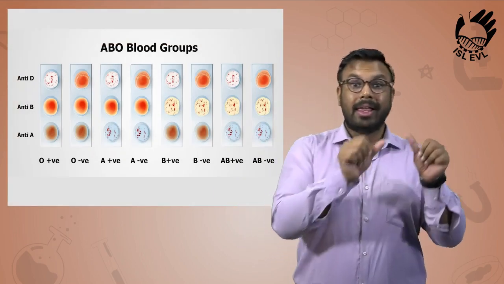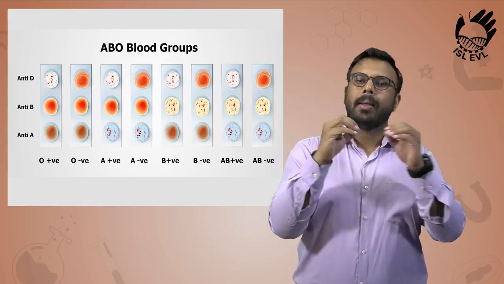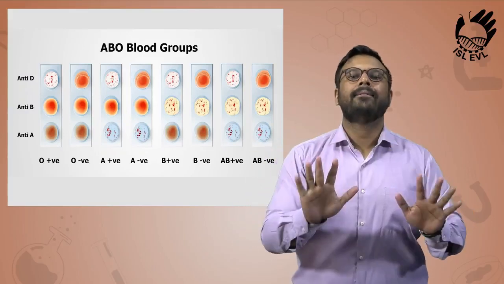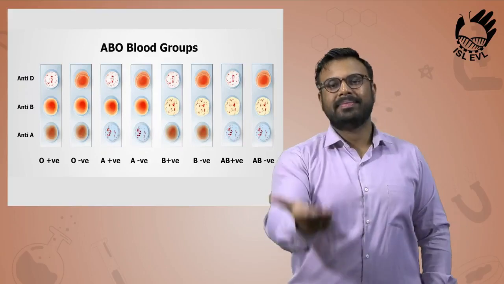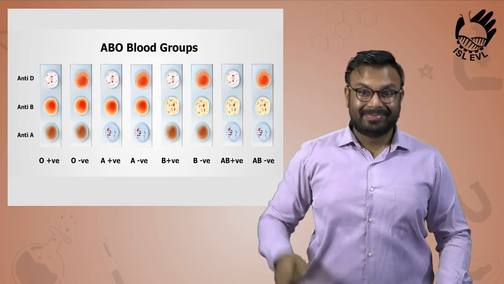For example, in this slide, agglutination occurred in the first and the third drops, which corresponds to antigen A and Rh factor. That means the blood group is A positive. We can identify the blood group by noticing the agglutination on the corresponding drops.